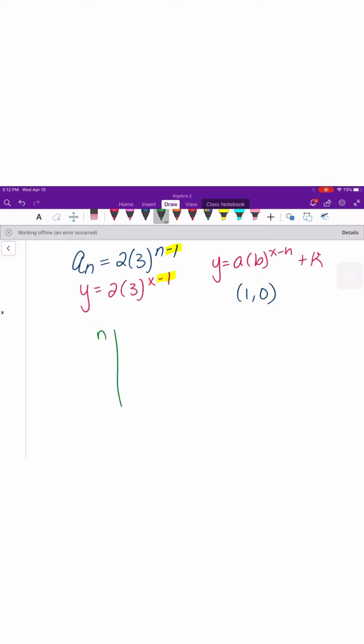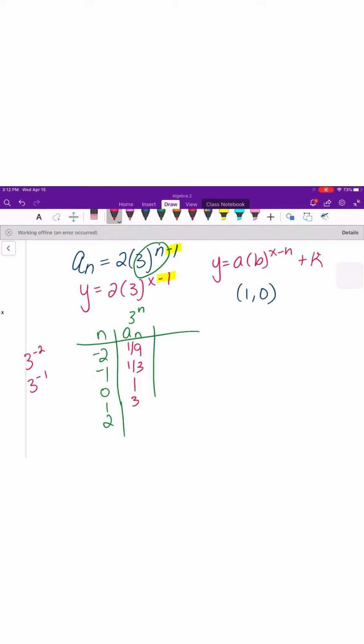When you make your table, just like we did with exponential growth and decay, you pick negative 2, negative 1, 0, 1, and 2. Then your b to the x, or this one would be 3 to the n, and you plug those in. 3 to the negative 2 power is 1 over 3 squared, so 1/9. 3 to the negative 1 is 1/3. 3 to the 0, 3 to the first, 3 squared. Then your a value out front would be times 2 in the third column. So 2/9, 2/3, 2, 6, 18 for this particular example.